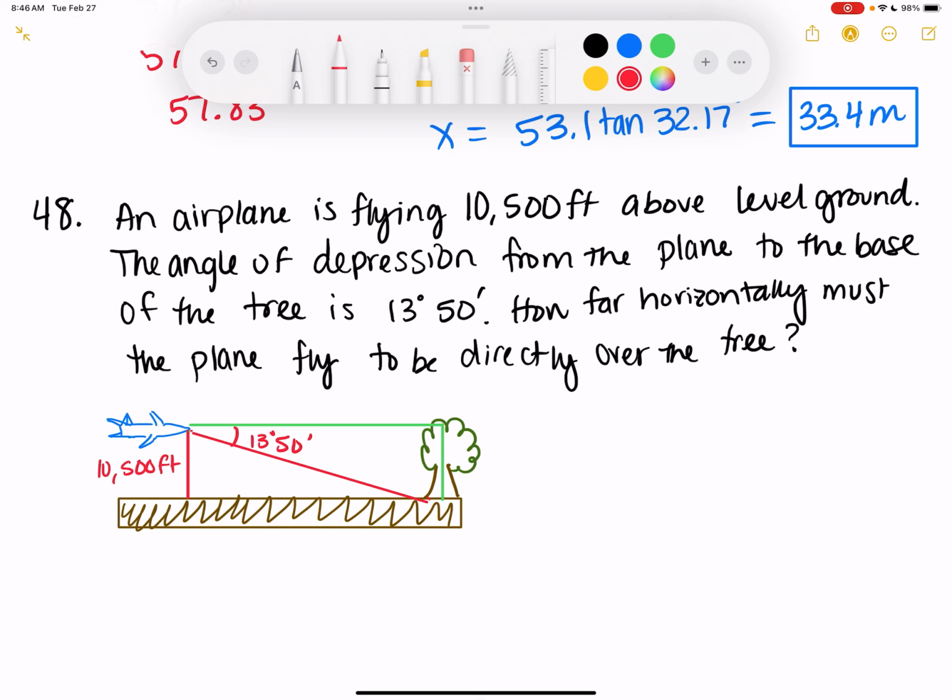A big tree. Yeah, it's a little oversized, but it's okay. 10,000 feet. It's a sequoia. Not really, they're not that big, but anyways, assuming that my tree was more proportionate, how far horizontally must the plane fly to be directly over the tree? So we're looking for this value here. So I'm going to make my tree a little shorter.